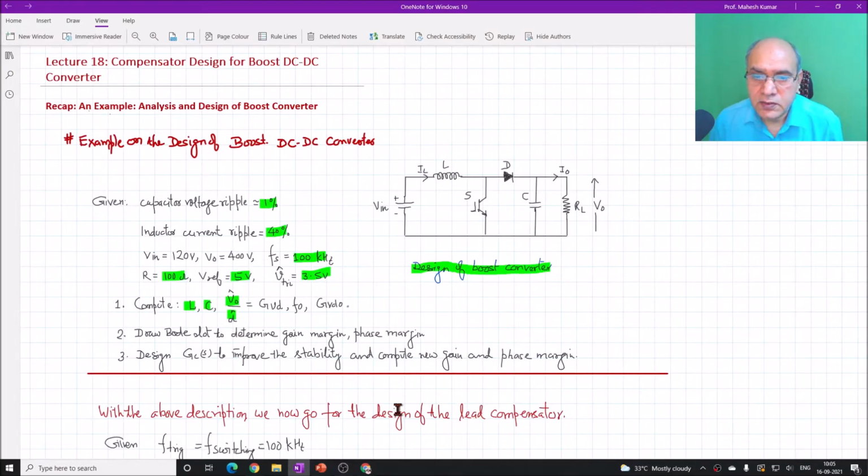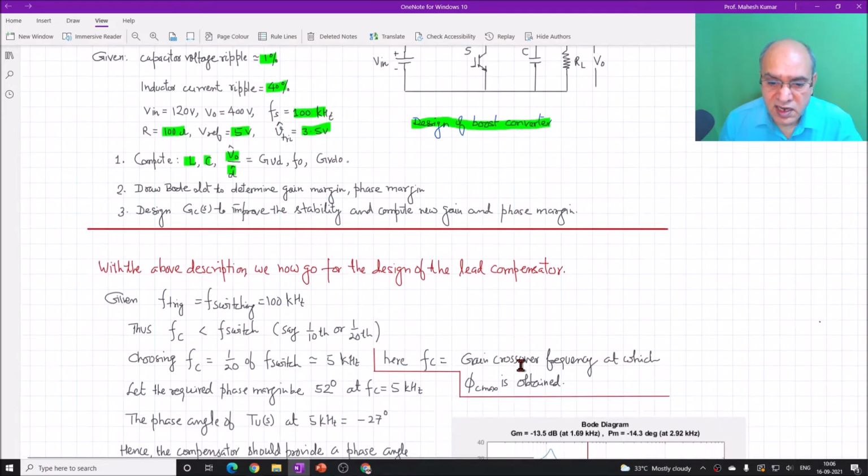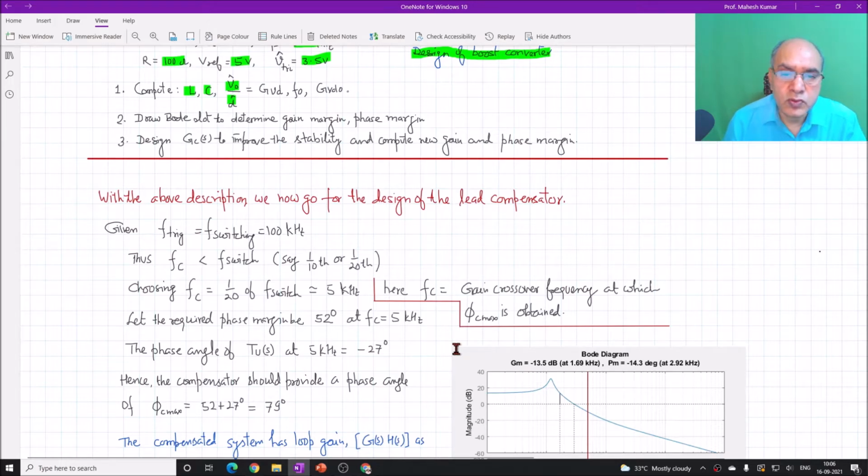In the previous class, we have discussed the design of the boost converter, and we have seen that the system is inherently unstable, and for that we provided the closed loop feedback. After that, we have seen there is a significant improvement in the phase margin and the gain margin, but still not sufficient. So we need to make it stable by adding a phase lead compensator, and in this previous discussion we have designed a phase lead compensator.